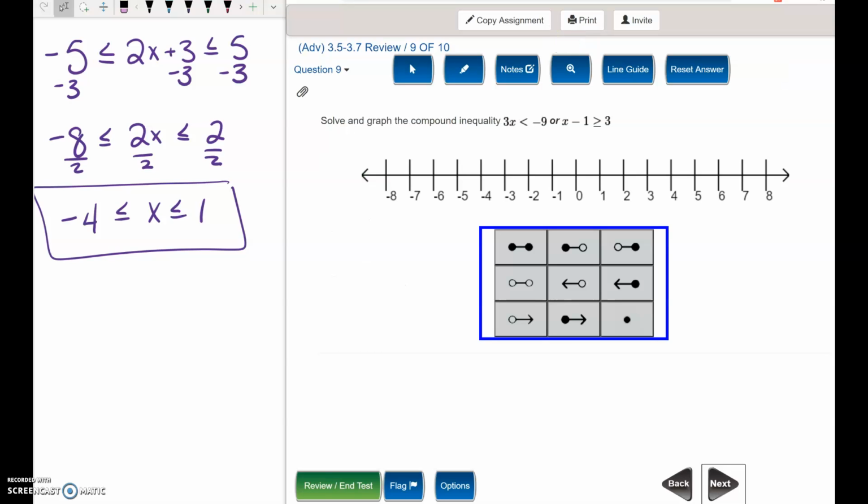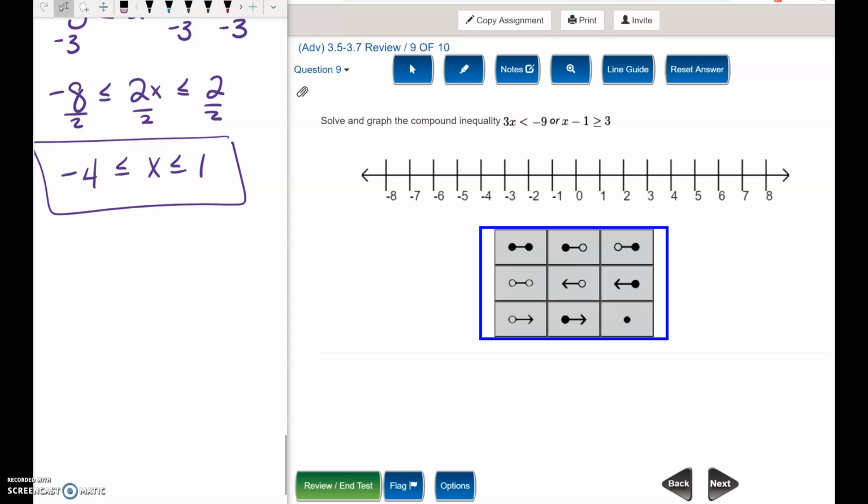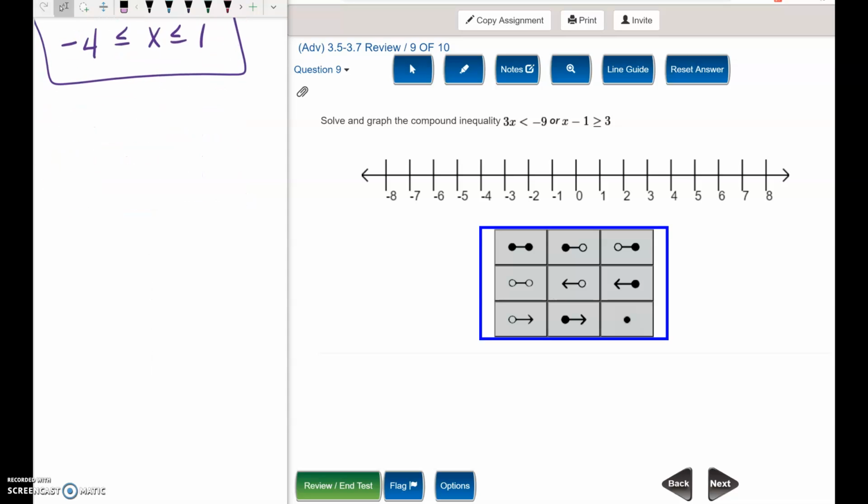2 more. These, I really just wanted to see how you were at graphing. So this is solve and graph the compound inequality. Again, I would strongly recommend that you do your work on paper and then put the graph on the screen. So I'm going to pause this while you solve each of these.